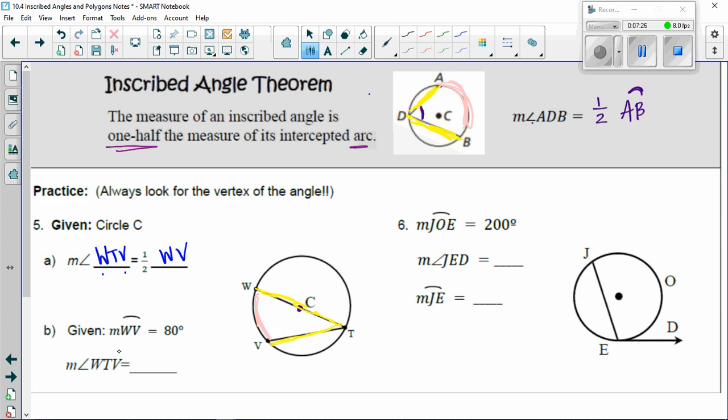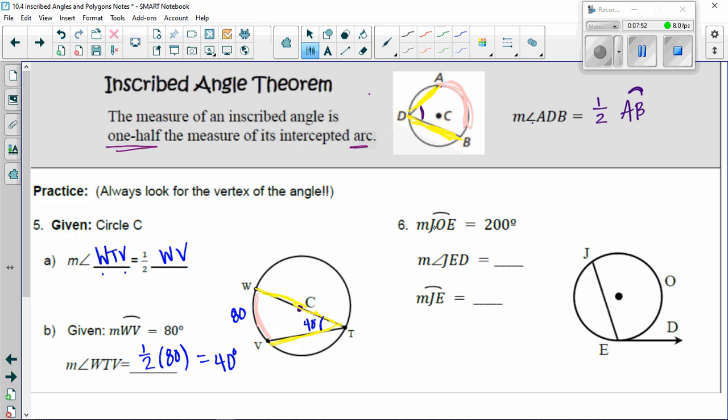In part B, it says, given that the arc is 80. Well, we know that the angle is half of the arc. So what is half of 80? It is 40. So that means this angle is 40 degrees. All you have to do is just take half. If you're inside, it's smaller. If it's outside, it's bigger.